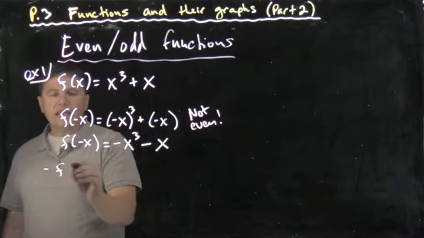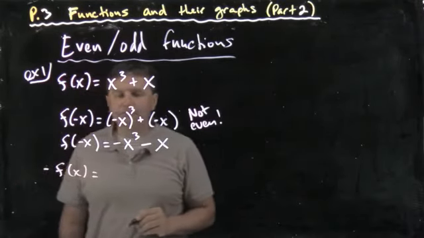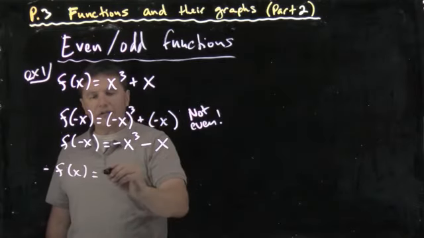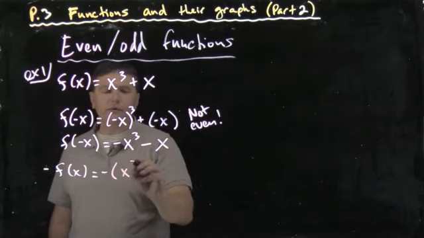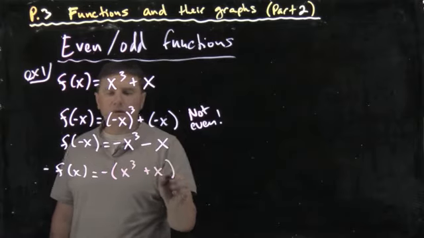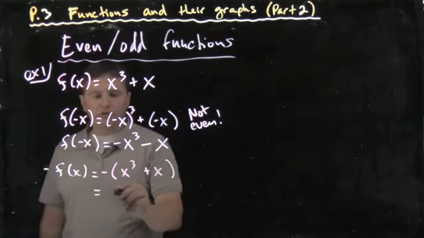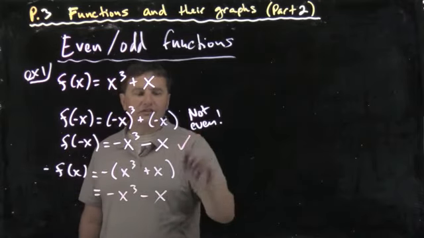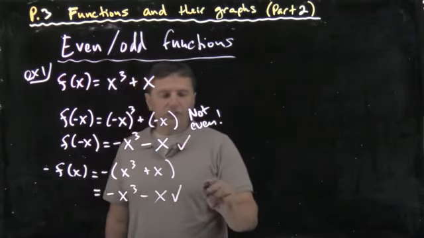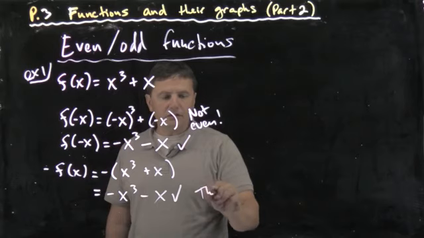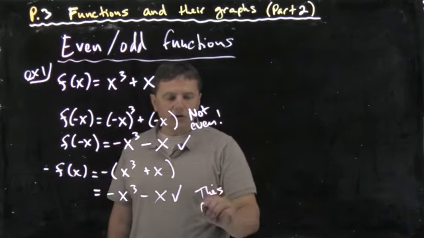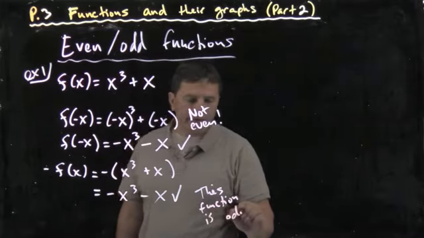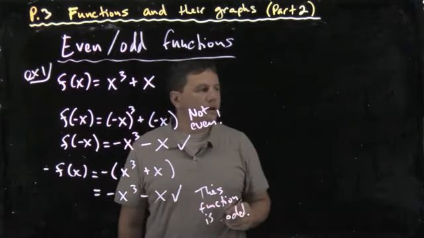Then I'm going to test negative of f of x, okay? So that is going to be a negative outside of this entire function. Okay, so simplify this, negative x to the third minus x. Now we have it. This is equal to this. So what we see is this function is odd.